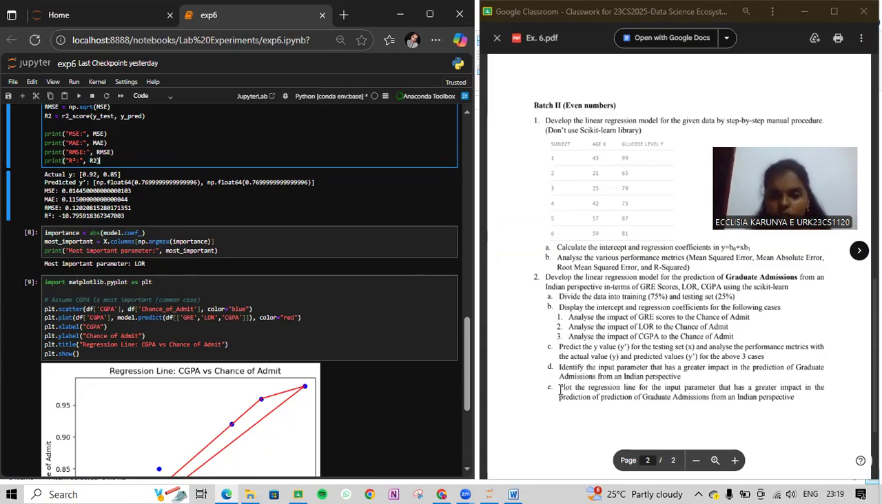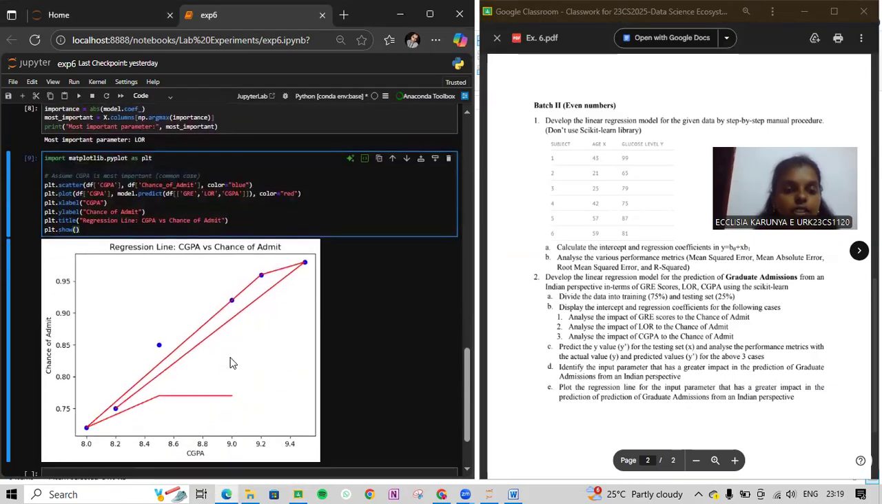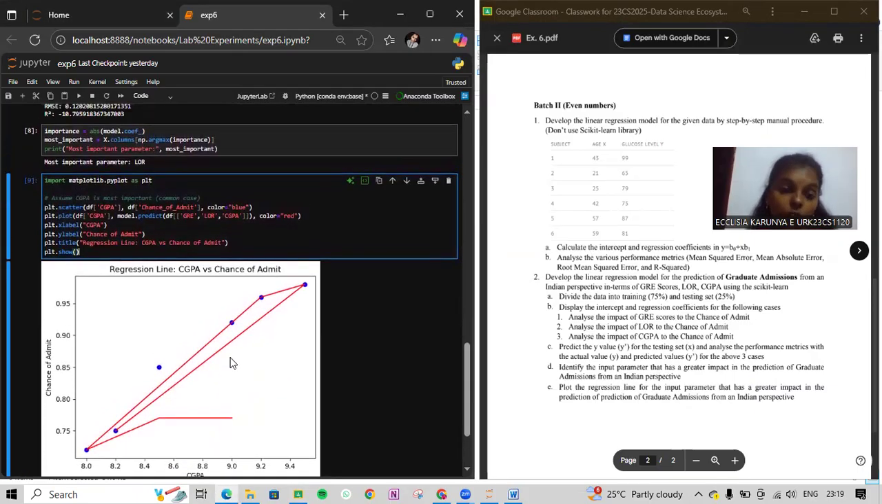The last and final question is to plot the regression line for the input parameter that has a greater impact in the prediction of graduate admissions from an Indian perspective. For plotting the regression line, we have already chosen the most important input parameter, which is LOR. Then we need to draw a scatter plot for that parameter against the chance of admit. Then we need to draw the regression line to show the prediction trend.